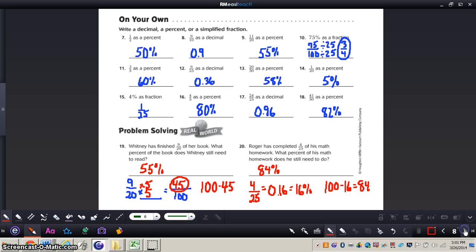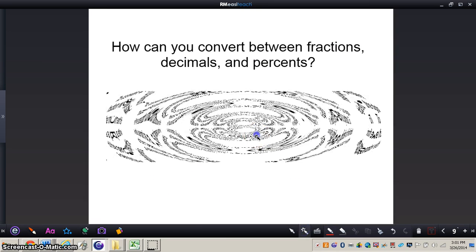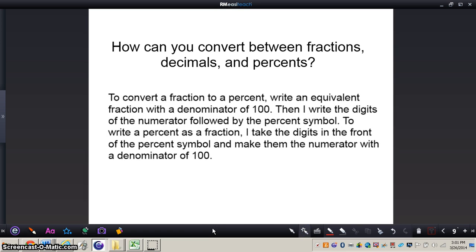So let's take a look at that essential question. How can you convert between fractions, decimals, and percentages? To convert a fraction to a percent, write an equivalent fraction with a denominator of 100. Then I write the digits of the number followed by the percent symbol. To write a percent as a fraction, I take the digits in front of the percent symbol and make them the numerator with the denominator of 100. I also taught you a trick with your calculator or division that you can divide that numerator by the denominator and then also get a decimal as well. Okay, so this is how you convert fractions, decimals, and percents.